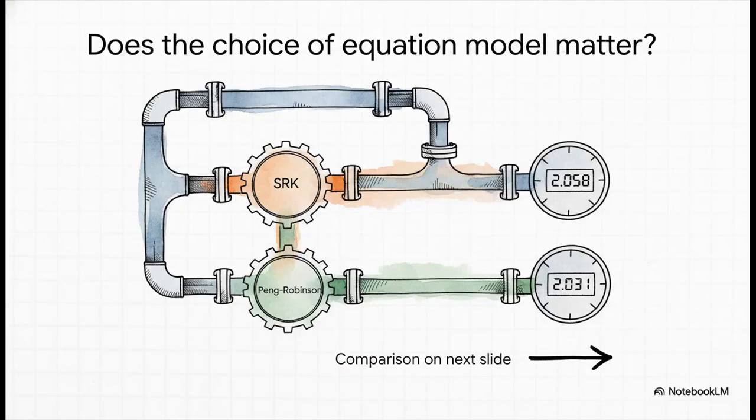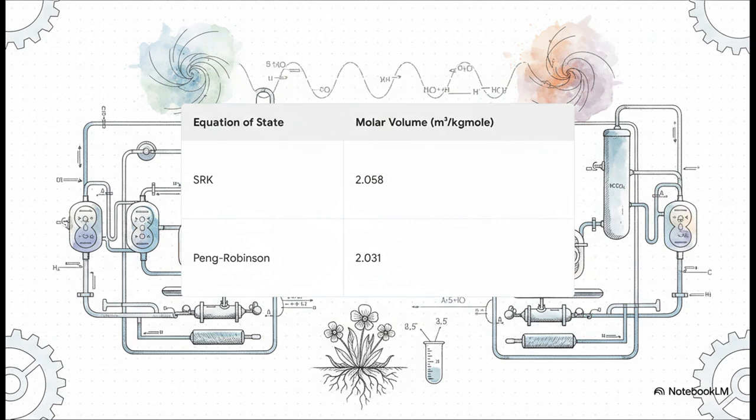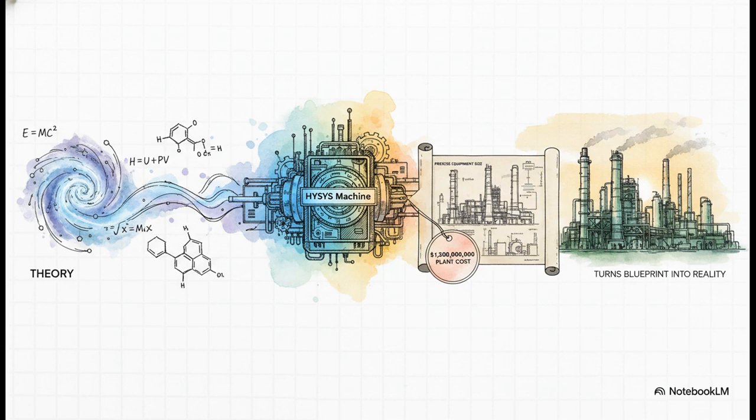But does the choice of the equation model actually matter? Let's run a quick comparison and find out. And yep, if we switch the model to Peng-Robinson, we get a slightly different answer for the molar volume. So why does this matter? Because it's how engineers make real-world decisions about size, cost, and optimization.